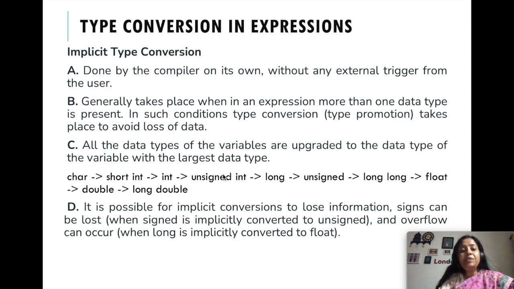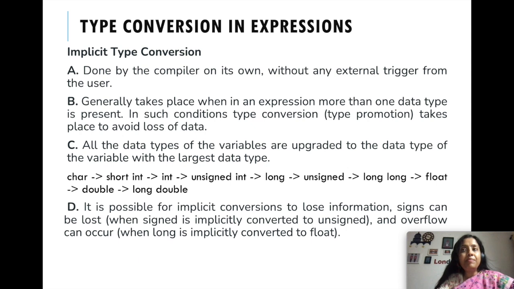Here in this particular line, you can see the data types arranged according to their sizes, starting from the smallest to the largest. So it is possible to do implicit conversions, and there are possibilities where we lose information. The signs can be lost and overflow can occur.